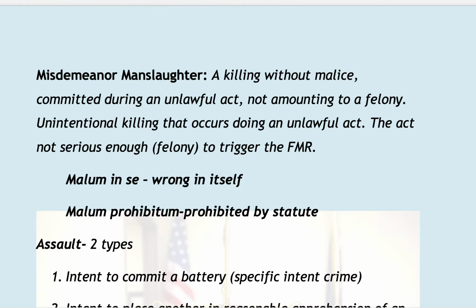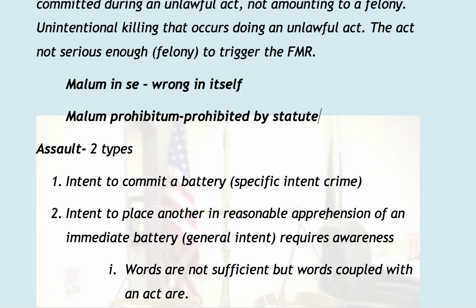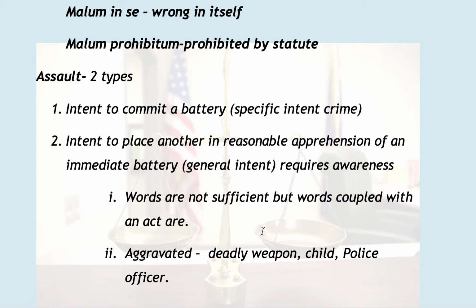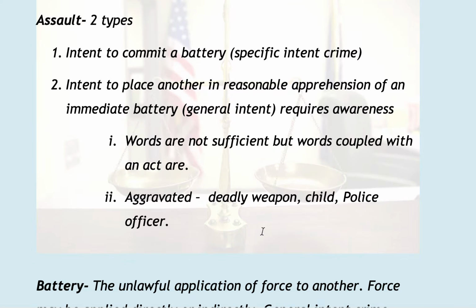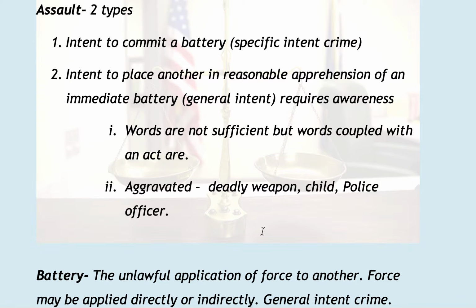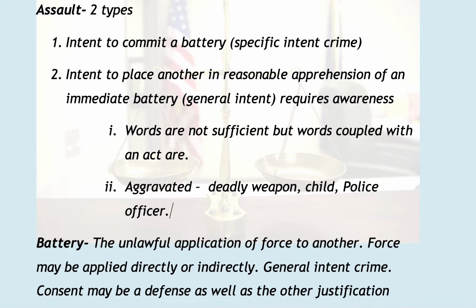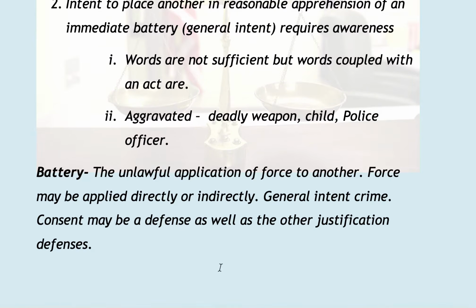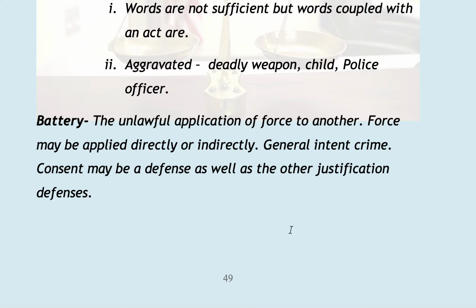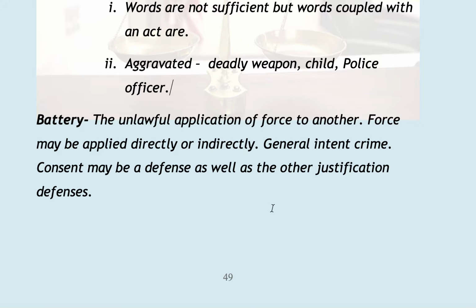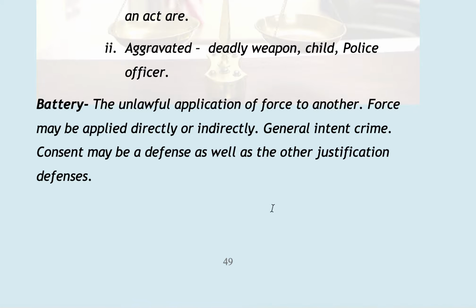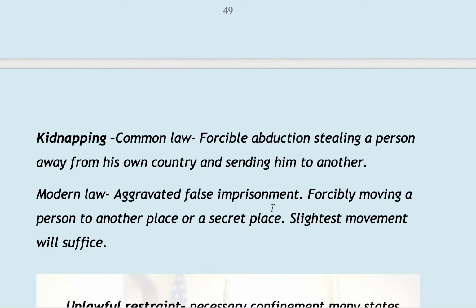Assault. Two types. Intent to commit a battery, specific intent crime. Intent to place another in reasonable apprehension of immediate battery, general intent. Requires awareness. Words are not sufficient, but words coupled with an act are. Aggravated: deadly weapon, child, police officer. Battery, the unlawful application of force to another. Force may be applied directly or indirectly. General intent crime. Consent may be a defense, as well as the other justification defenses.